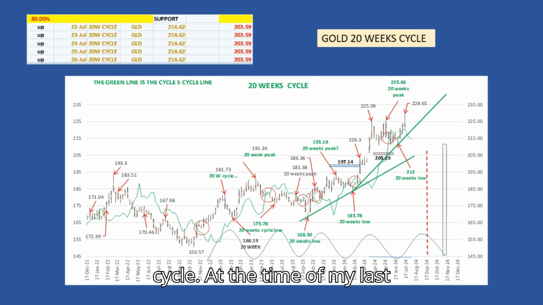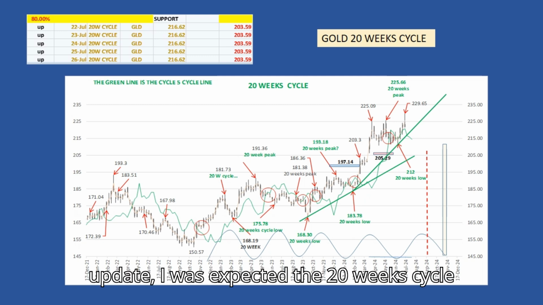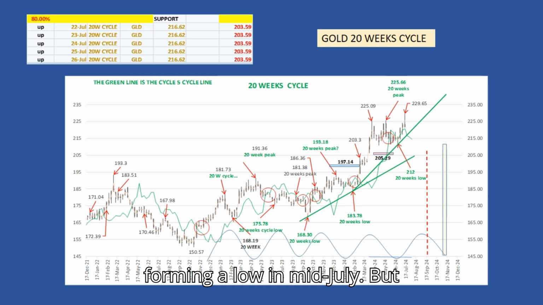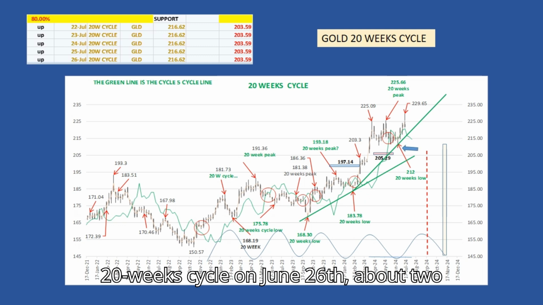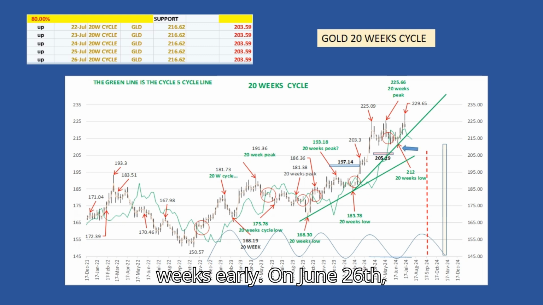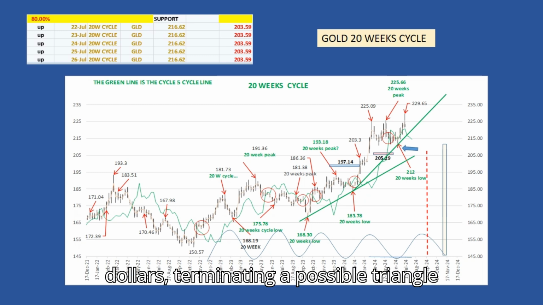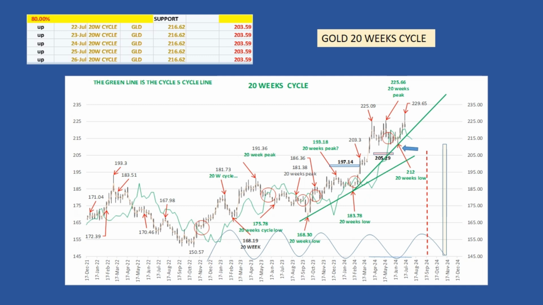The 20-week cycle. At the time of my last update, I was expecting the 20-week cycle to form a low in mid-July. But apparently, the gold market formed its 20-week cycle low on June 26, about 2 weeks early. On June 26, the gold market made a low at $2,304 and the GLD ETF at $212, terminating a possible triangle pattern. Very bullish sign.